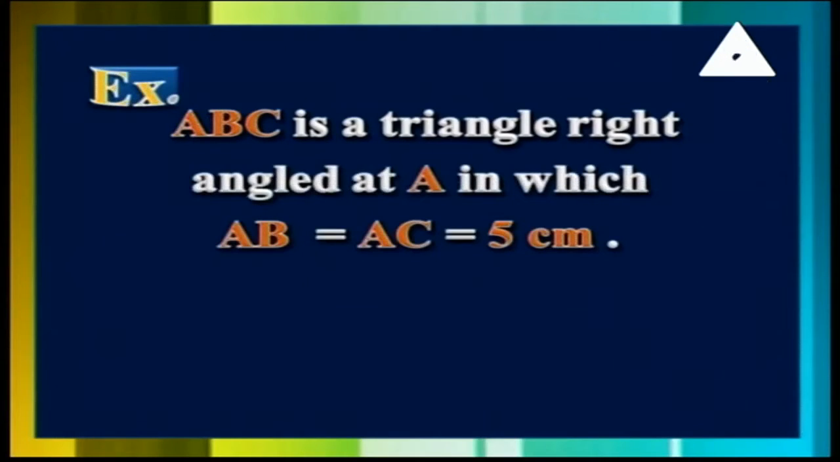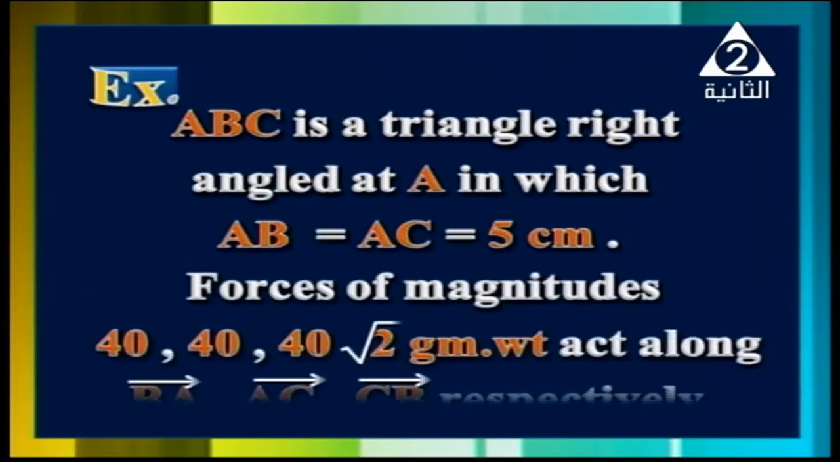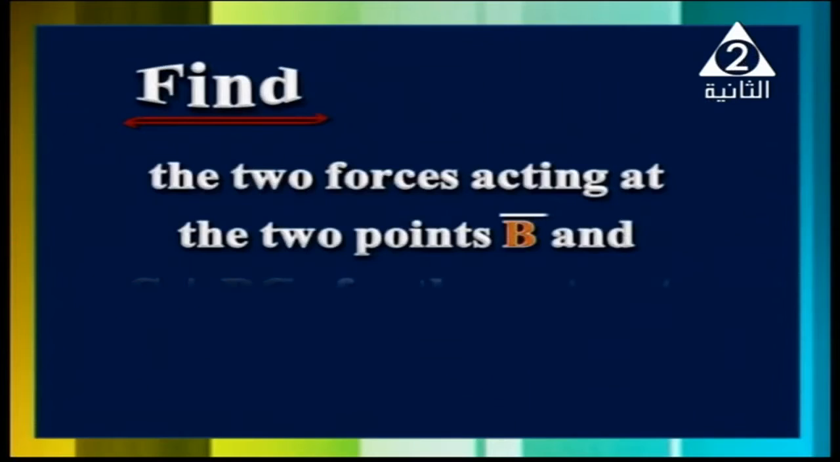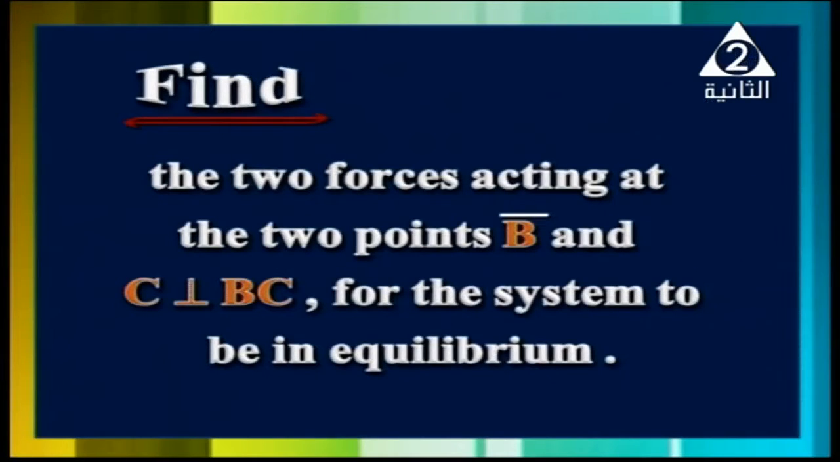ABC is a triangle right angled at A, in which AB equals AC equals 5 centimeters. Forces of magnitudes 40, 40, 40 root 2 gram weight act along BA, AC, CB respectively. Find the two forces acting at the points B and C perpendicular to BC that form the system couple. Solution.